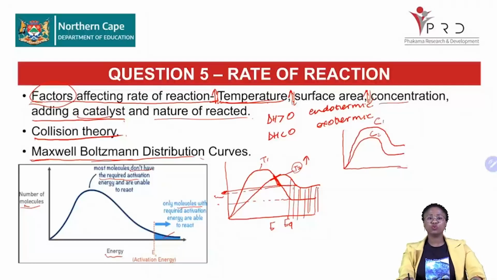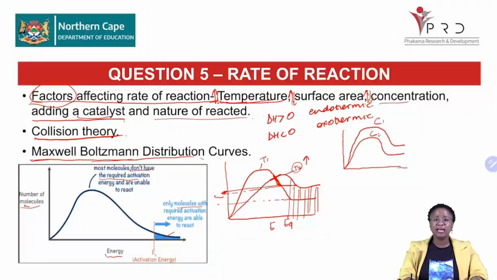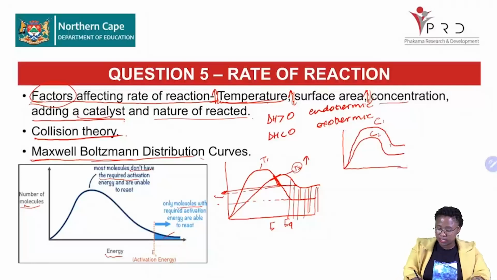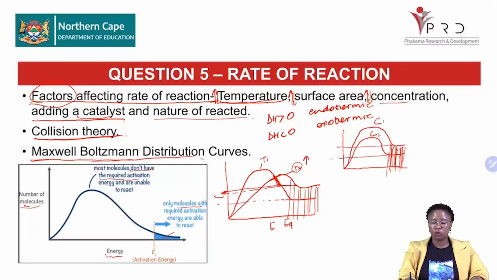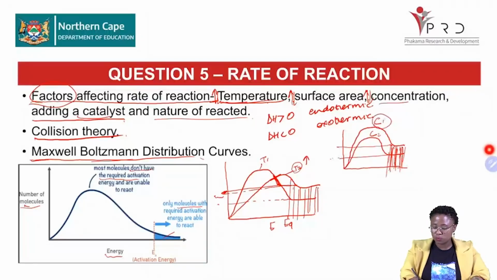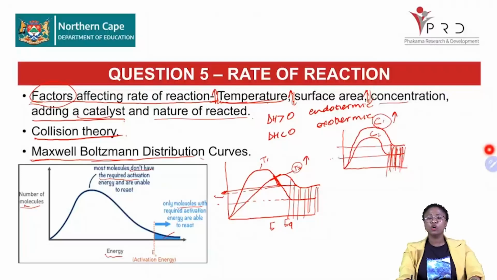If they ask you which one will indicate a higher concentration, you always come to the shaded area. You say the one with the highest number of particles that have enough energy to react is the one that will mean increasing concentration. So the correct one will be C1, that will be increasing concentration.